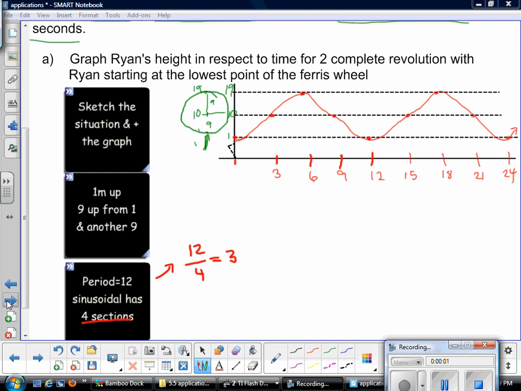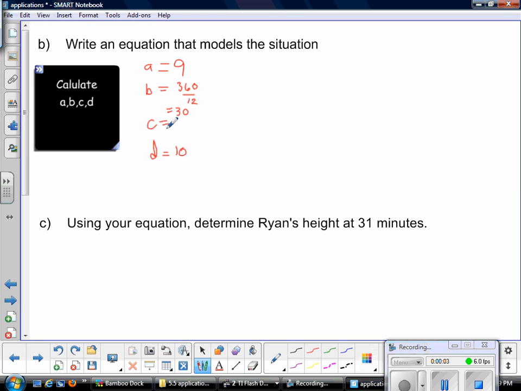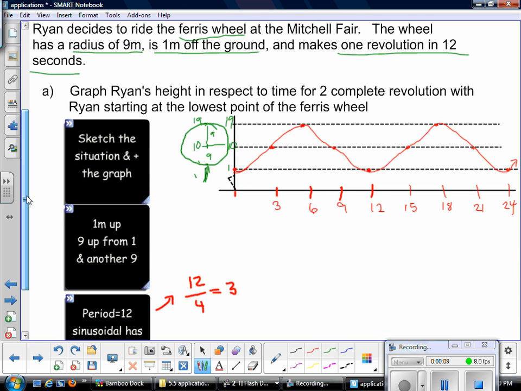Now let's finish this question off. The next thing that we would have to determine would be C. Now C, remember, has to do with phase shift. So we have to make a decision whether we're using sine or cos. Because we're starting at the lowest point, it would make sense to me to use negative cos.